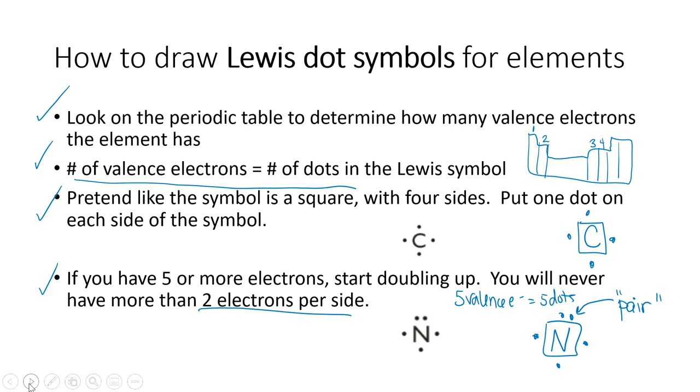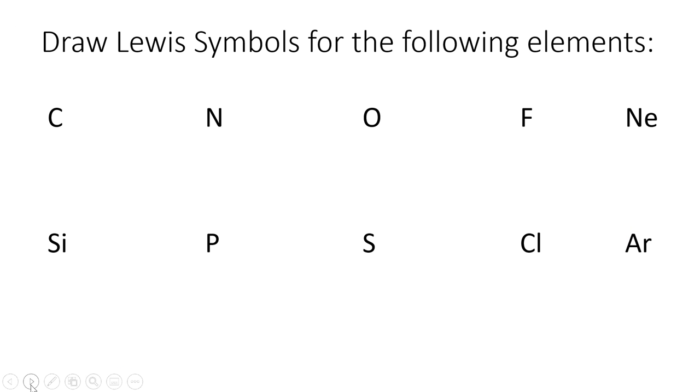Okay, so now let's try some practice. We've got these symbols. I'm going to draw the Lewis dot symbols for these elements. The first 2 are ones we already did on the previous page. So we saw that carbon looks like this, and nitrogen looks like this. Let's try a couple more together.